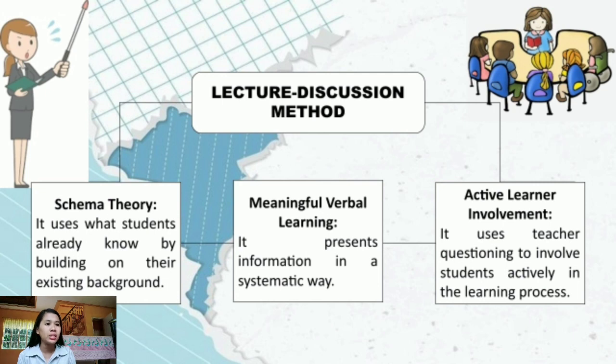Meaningful verbal learning is the acquisition of ideas that are linked to other ideas. Meaningful learning occurs when the ideas in a new schema are connected not only to each other but to previously established schemata as well. It presents information in a systematic way. Active learner involvement is the third principle that increases the effectiveness of the lecture discussion model. It uses teacher questioning to involve students actively in the learning process.